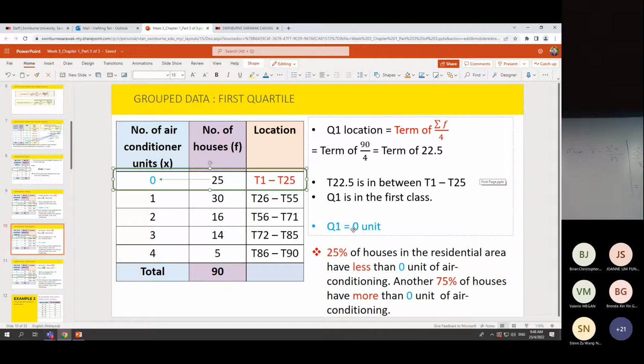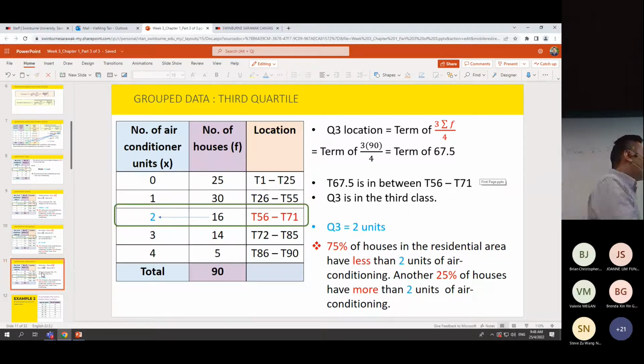What is the meaning of Q1 here? That means 25% of the households in the residential area have less than 0 aircon, and the other 75% of the households have more than 0 aircon at home. So 25% of the households have no aircon. Next will be Q3.